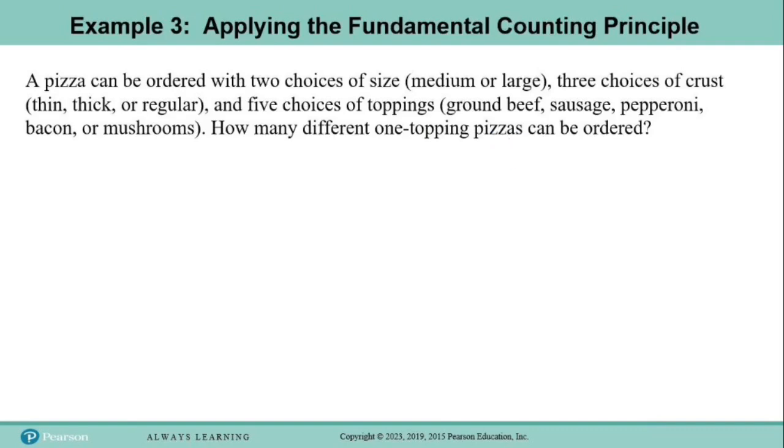Okay, so we have 3 different things that we're choosing, right? We have to choose the size, the crust, and the toppings. So we need to put down 3 blanks. We have 2 choices of size, we have 3 different choices of crust, and we have 5 different choices for the toppings. So 2 times 3 is 6, and 6 times 5 is 30. So there are 30 different 1-topping pizzas that could be ordered based on this setup.